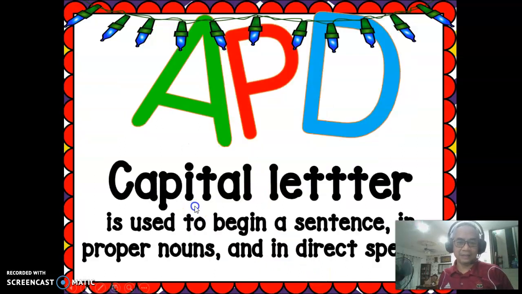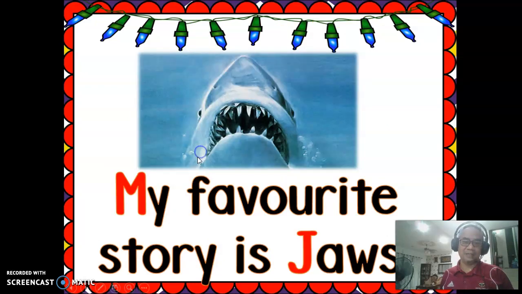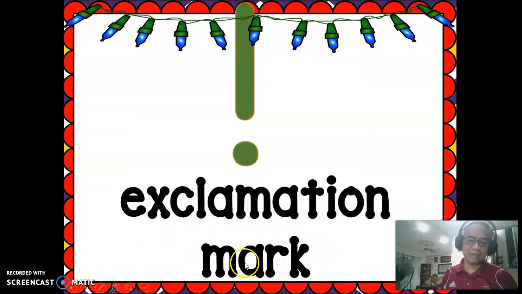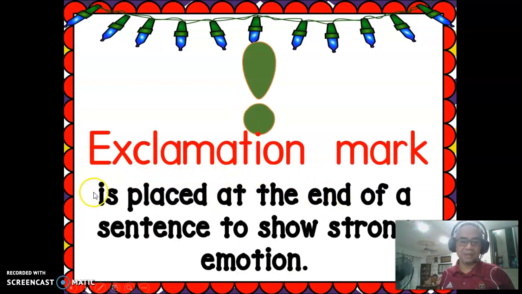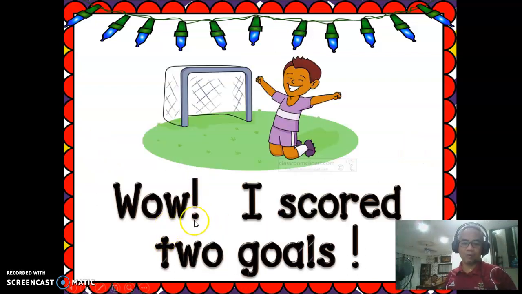Capital letter. Capital letter is used to begin a sentence, in proper nouns, and in direct speech. Example, my favorite story is Jaws. Capital letter J. Exclamation mark. Exclamation mark is placed at the end of a sentence to show strong emotion. Example, wow! Exclamation mark. I scored 2 goals! Exclamation mark.